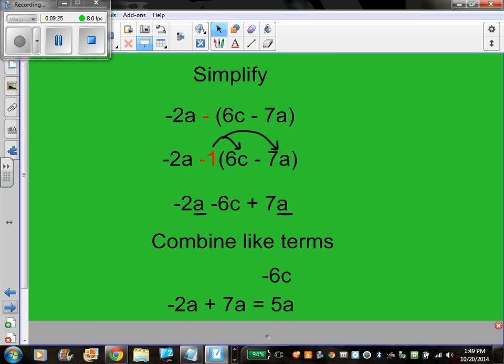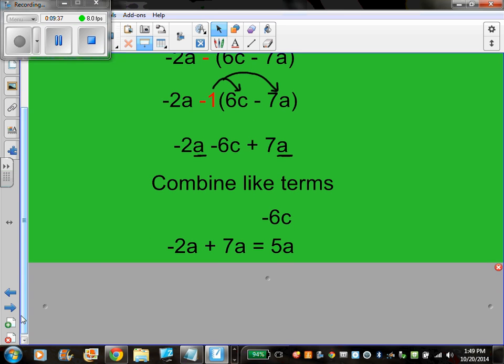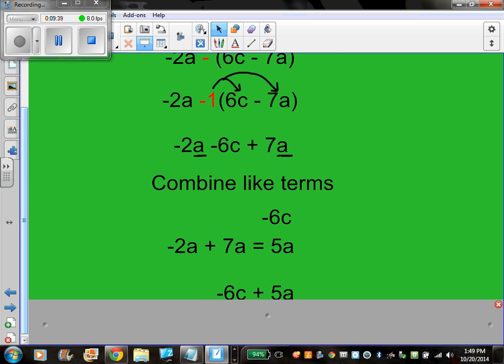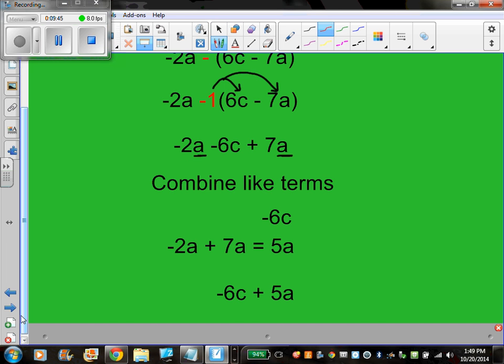So we have the negative 6c kind of left over, but we can take that negative 2a and that 7a and combine them to make 5a. And when we've done that, when we have 5a, now we're ready to write our final answer as negative 6c plus 5a. So what we did was we took this, and we combined them into this, which is reflected in our final answer.